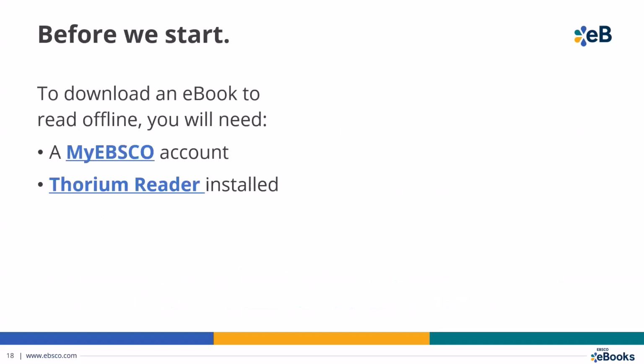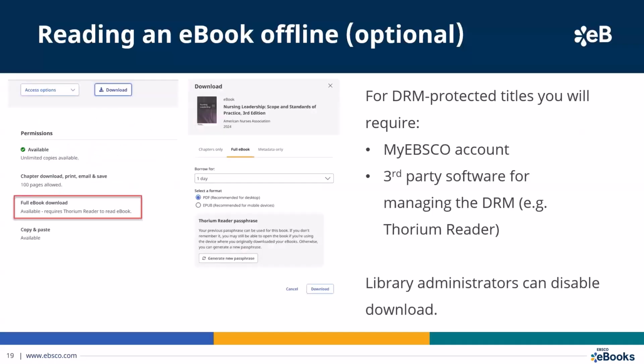Now, before we start, to download an ebook to read offline, you will need to have a MyEBSCO account and third-party software, such as Thorium Reader, installed on your PC or laptop. So reading an ebook offline is optional. As I mentioned, you will require a MyEBSCO account and some third-party software for digital rights management protected titles. We support the third-party software called Thorium Reader, and it's a free download from the EDRLab website.